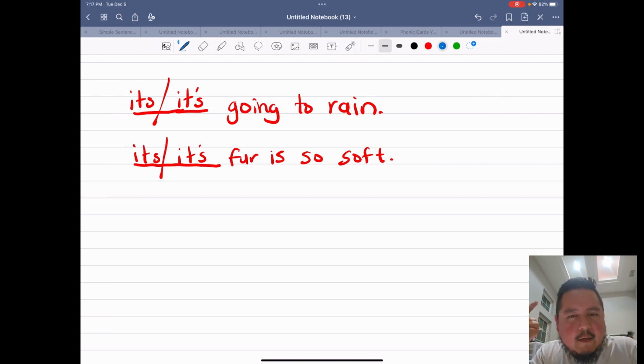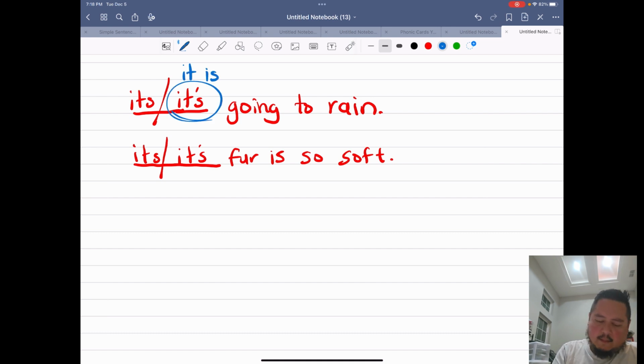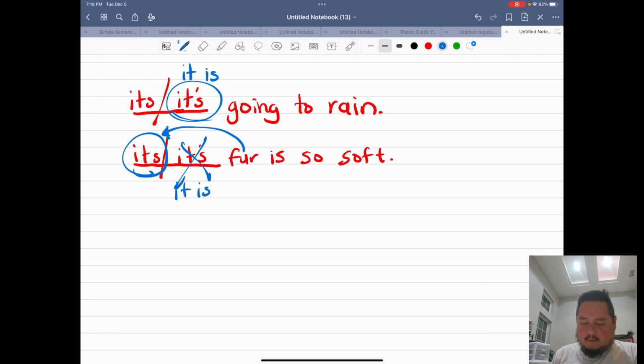I think you're back. Okay, on this one, we have it's going to rain. So can we use a contraction to test it out? Yes, we can. Let's test it out. It is going to rain. Yeah, it does make sense. So then it is this it's. Let's try the other one. It is fur is so soft. It is fur is so soft does not make sense. So it's not this one. It's its fur. The fur that belongs to it is so soft.